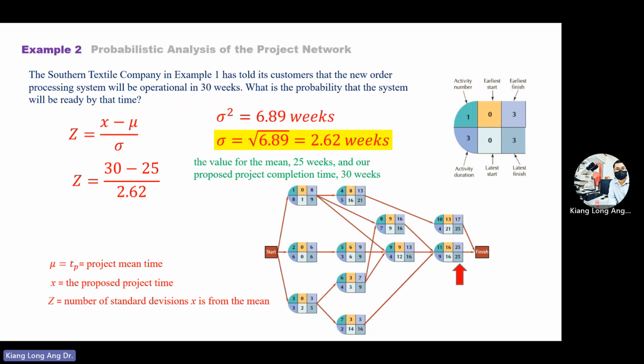Okay. Divided by 2.62, you get one number. So what do you get? Okay, 1.91 is your Z. So we start to apply statistics numbers already.